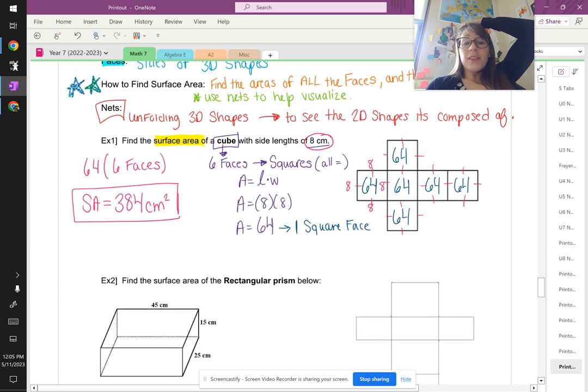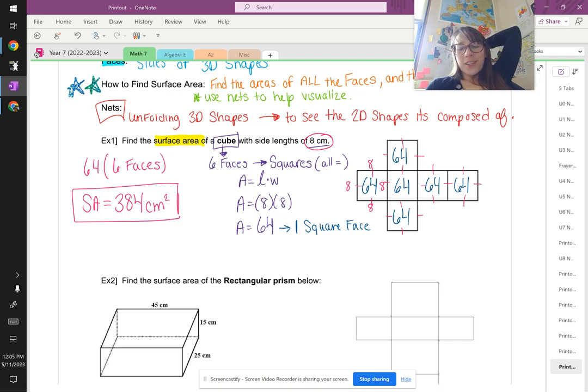So the cube will be the easiest one to find the surface area of, but it will get more complicated. Shocking.